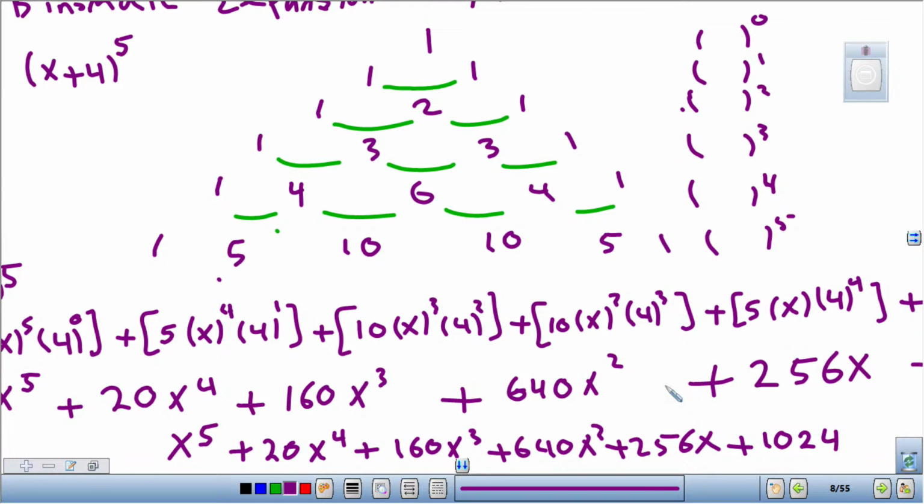Okay, that's what we do for Pascal's Triangle. If you want to multiply large items like this, expand large items like this. This should conclude our review today.